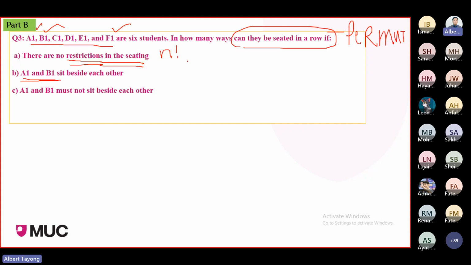Why n factorial? Actually, because our n and r are equal. So if n and r are equal in permutation without repetition, it becomes n factorial only. Why? Because the formula is n factorial over n minus r factorial.